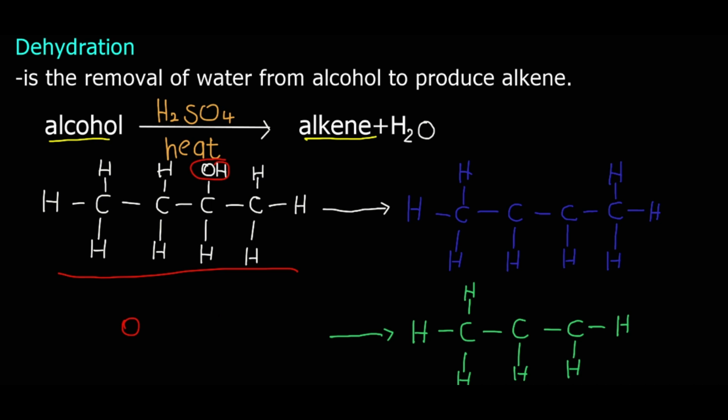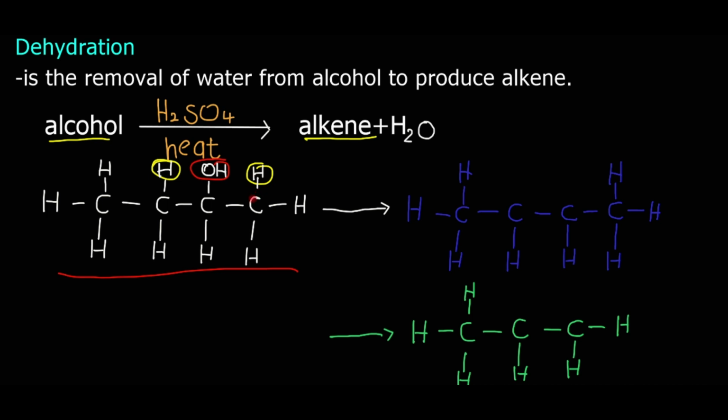But the question is which hydrogen we are going to remove. We are going to remove H and OH, but which hydrogen? We are going to remove a hydrogen that is close to the OH. We are going to remove either this hydrogen or this hydrogen. But the question is which hydrogen between these two hydrogens. We are going to use the same rule, Zaitsev's rule.